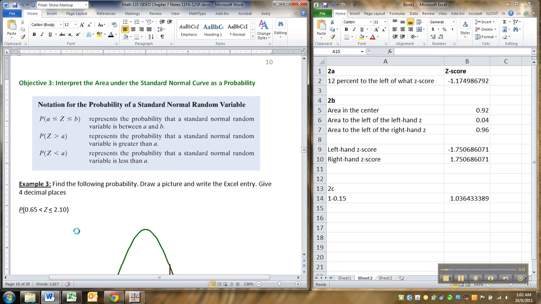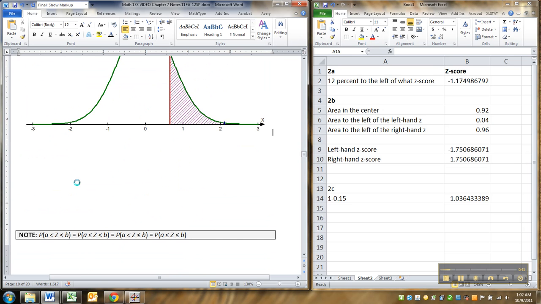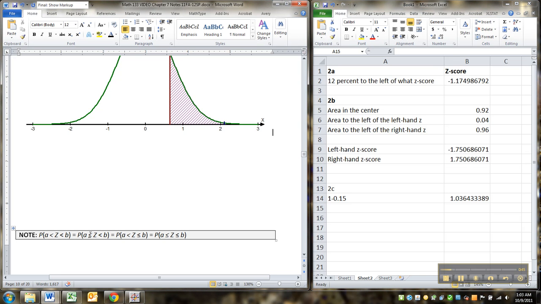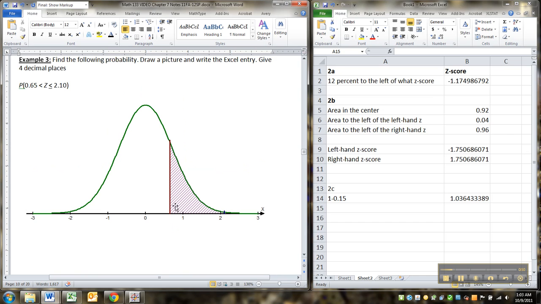What we're going to say is z is this way, or z is greater than that, or z is less than this, right? Now notice, real quick, I'm going to make a note of it down here. It doesn't matter whether they say less than or equal to or whatever, because remember that the equal to part is just the actual bar. It doesn't actually have any area, so it's irrelevant whether you include it or not.